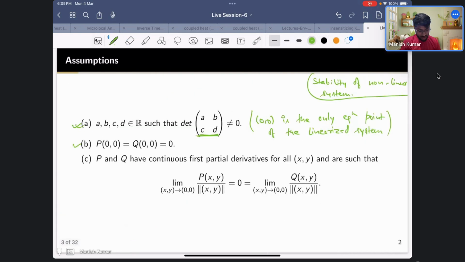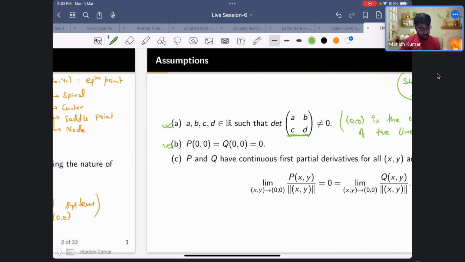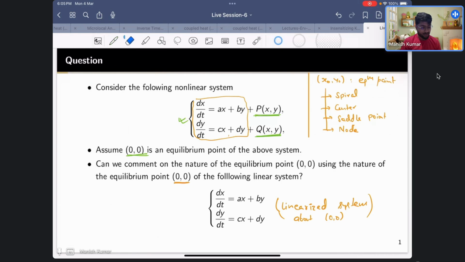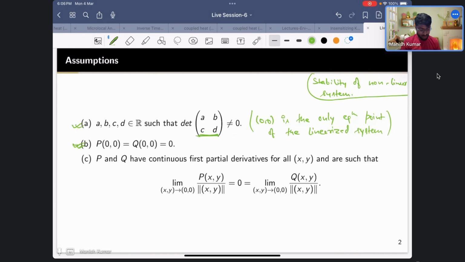The second assumption is that at (0,0), P and Q should vanish, because (0,0) is an equilibrium point for the nonlinear system. In the assumption we had that (0,0) is an equilibrium point, and this is what that means. The third condition is about these limits, where the norm means the Euclidean norm, that is, the square root of x squared plus y squared. These limits should exist and both should be equal to 0.